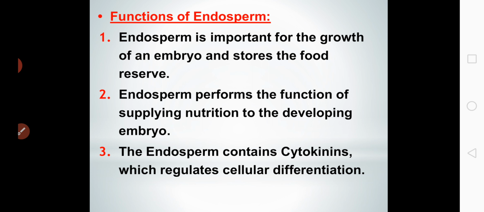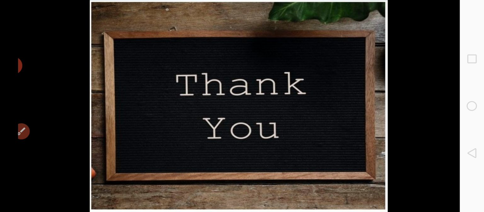So endosperm is a nutritive tissue. It supplies nutrition to the developing embryo, stores reserve food materials, and also contains cytokinin which regulates cellular differentiation. Okay, so these are about endosperm development.